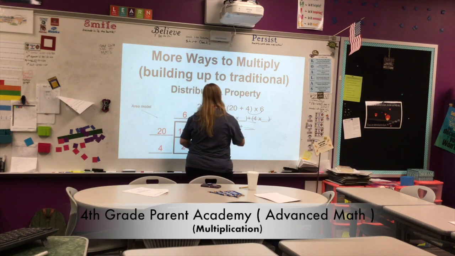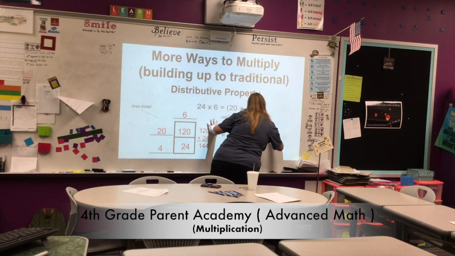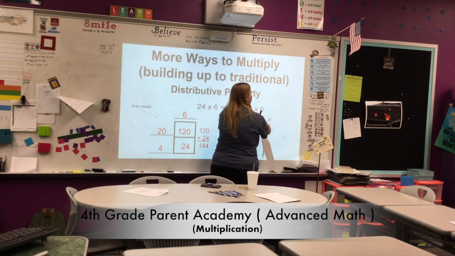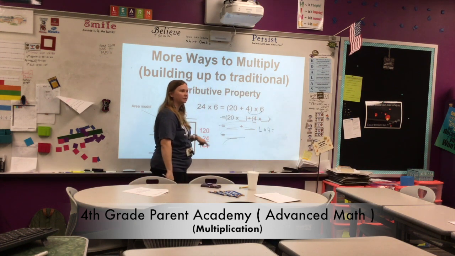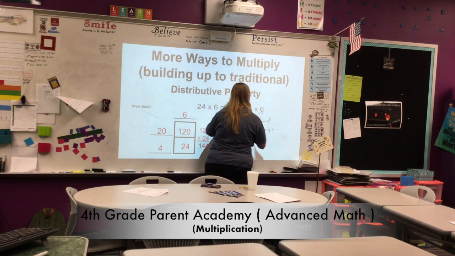All right, 6 times 4. I'm going to write it here. 6 times 4, and I always draw my lines, because if I don't draw the lines, I forget a number. And then 6 times 20.